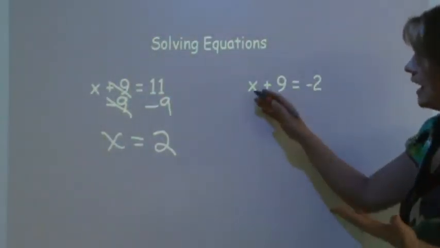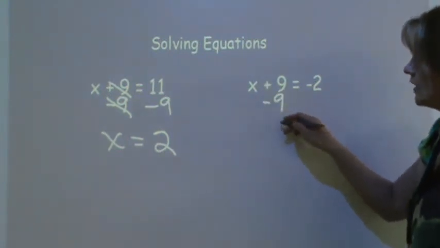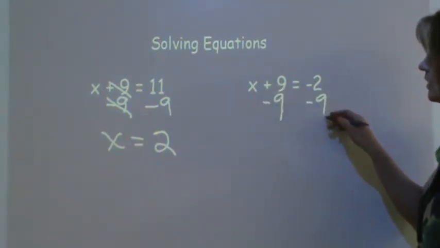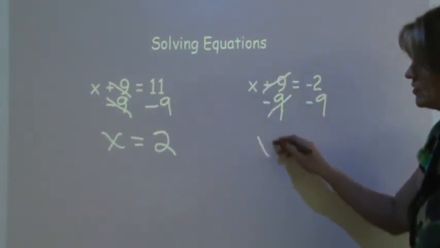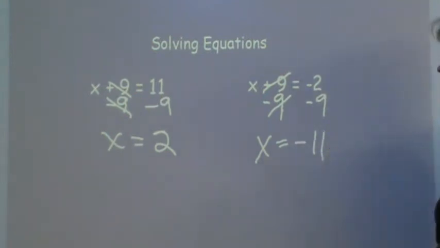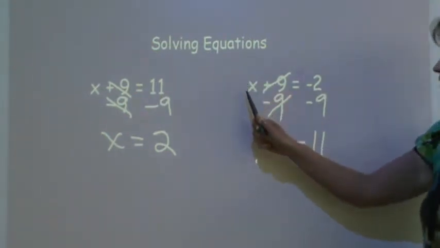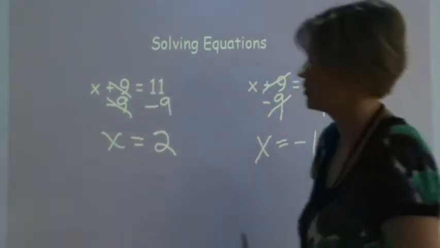So on this one, again, it's x plus 9, but this time it equals a negative 2. So again, I'll subtract 9. And whatever I do to one side, I do to the other. That cancels. That becomes x plus 0, which is just x. Then negative 2 minus 9 is negative 11. So if I check my answer, negative 11 plus 9, yep, that does equal negative 2. So I know my answer is correct.